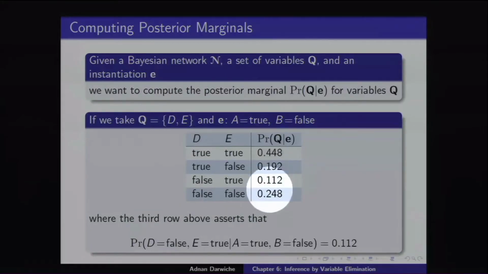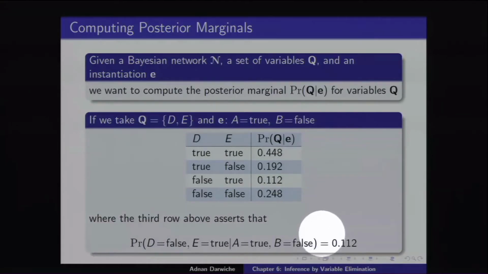So look at this factor now. These numbers are this. For example, if you look at the third row, it is this guy. D is false, E is false, and I have this number. What does that mean? Look how you read it. You read this row: the probability that D is false and E is true, given this evidence, is that.